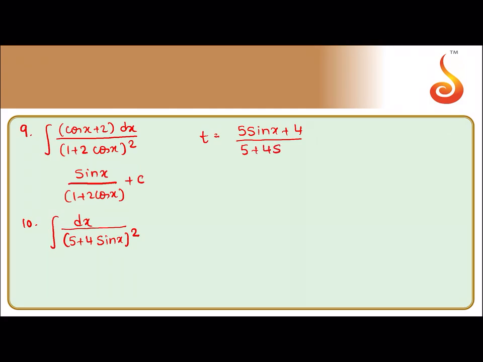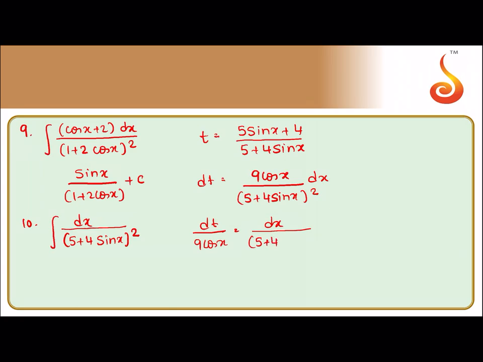t, you take it as (5 sin x plus 4) by (5 plus 4 sin x). What is dt? So dt you get as 9 cos x by (5 plus 4 sin x) whole square dx. So dt by 9 cos x is equal to dx by (5 plus 4 sin x) whole square.